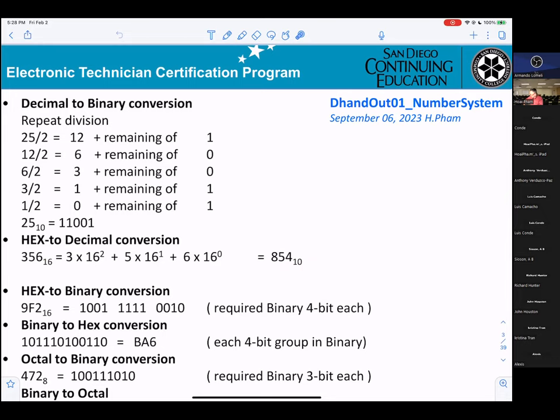Okay? And now, how to convert hex to binary? If you have 9F2, base 16, that's the hexadecimal. So the number 9 is 1001, converting to 4 digits. The number F will be 1111, and the number 2 will be 0010. Okay, the required binary must be 4 bits. I can give you an example. Okay, let's see. Hex to binary.